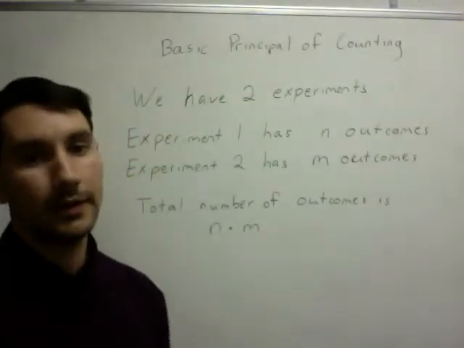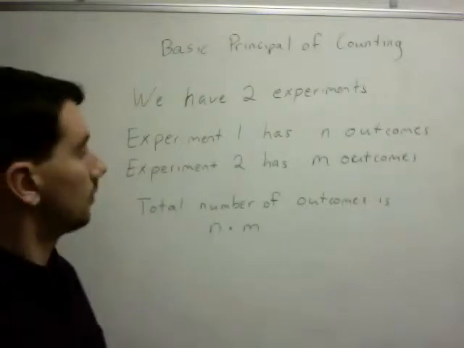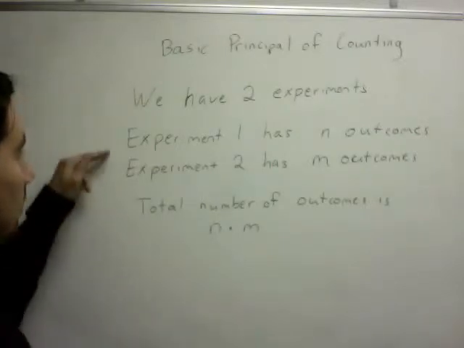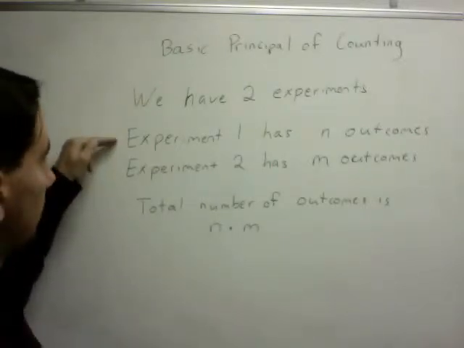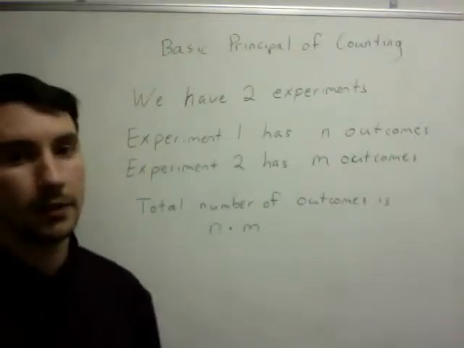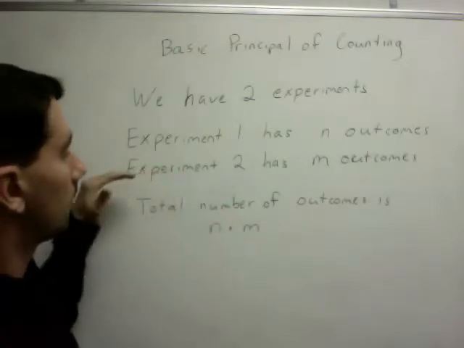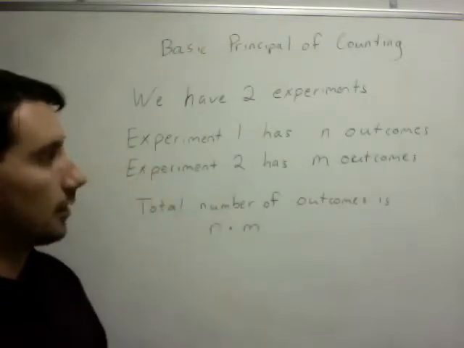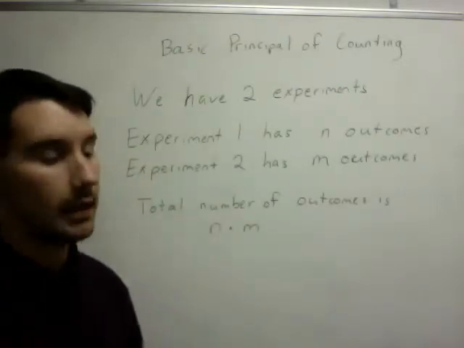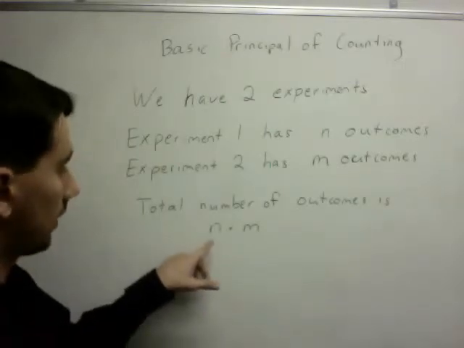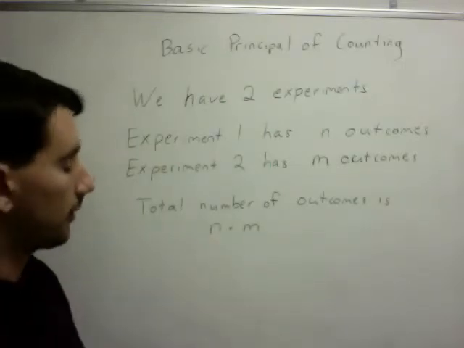We refer to these as experiments, or at least the textbook does. Basically you have two options or two things that can happen. We'll call them two experiments, and we treat it as one big experiment. So we have one little experiment with n outcomes, one other little experiment with m outcomes, and then our big experiment, the whole thing, has n times m possible outcomes.